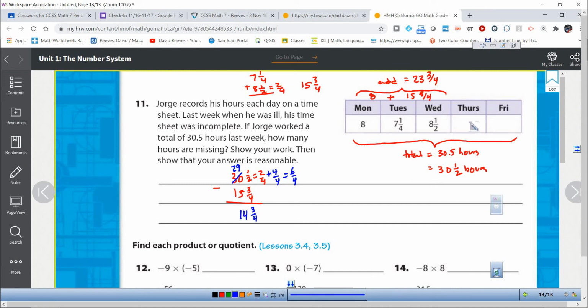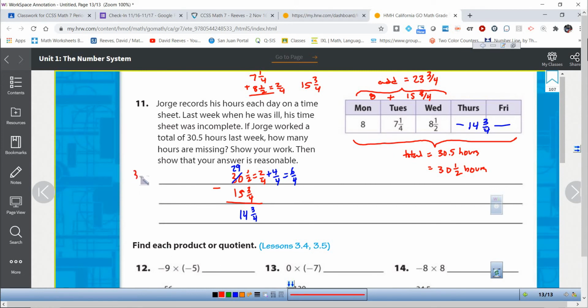All right, so these two together are 14 3/4 hours. Wow, look at that. He worked almost as many hours on Thursday and Friday as he did on the first 3 days combined. Okay. So, he was ill. So, gosh, working all those hours when he was ill. 14 3/4 hours. Now, I was saying there was another way we could look at that, right?